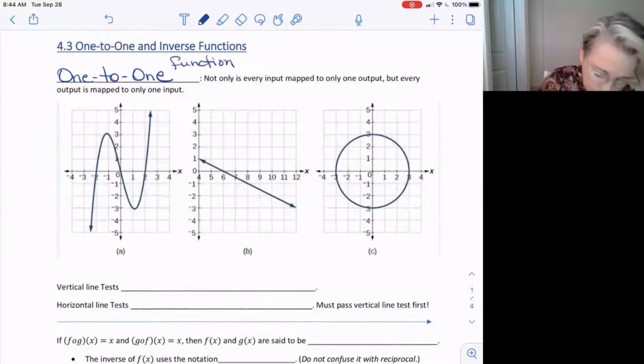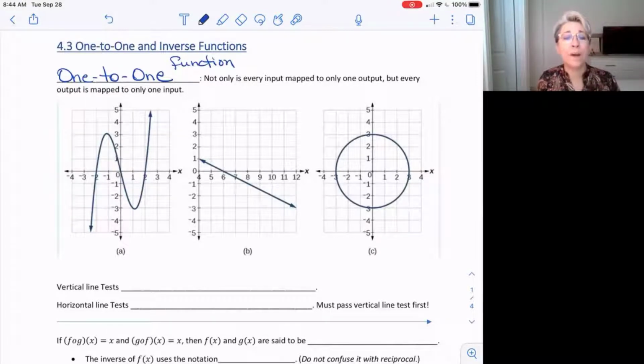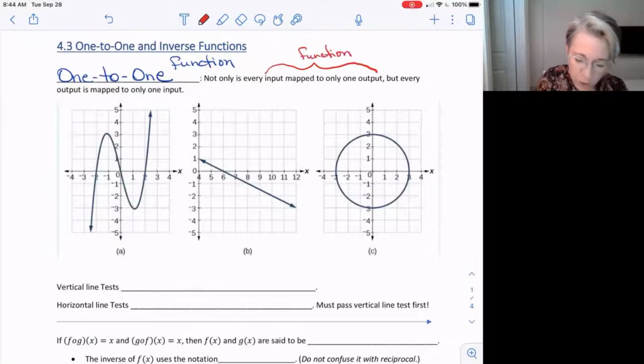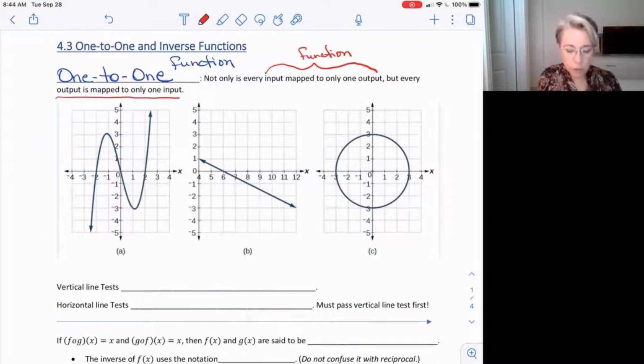Not only is every input mapped to only one output, that makes it a function. So it has to be a function first, but then every output is also mapped to only one input. Okay, so it's a monogamous relationship. So you may recognize these three graphs. We talked about these three when we were looking at functions.